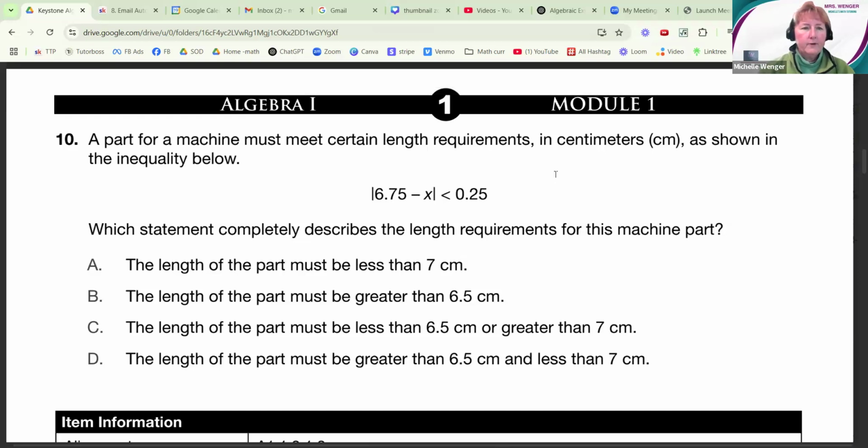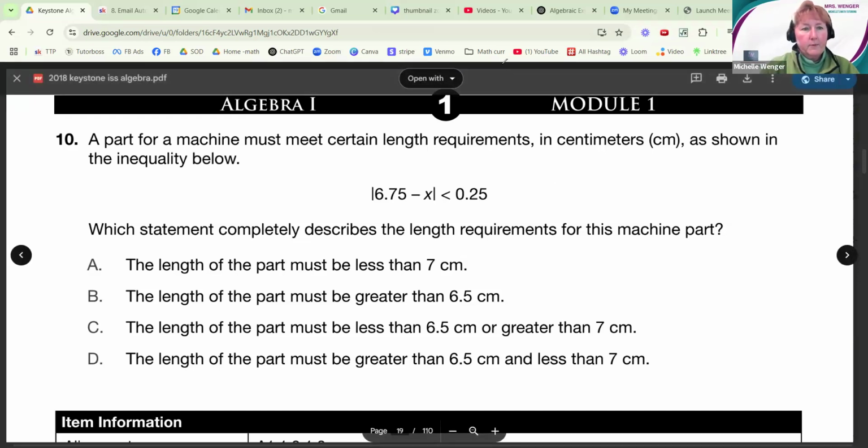Okay, so the first thing here, we're going to read the problem. That's always the first thing you need to do. A part of a machine must meet certain length requirements in centimeters as shown in the inequality below. And they're asking you which statement completely describes the length requirements for this machine part. Okay, it is pretty important.